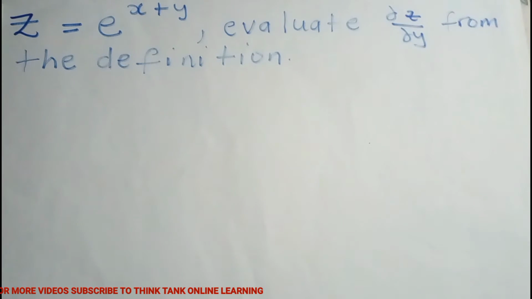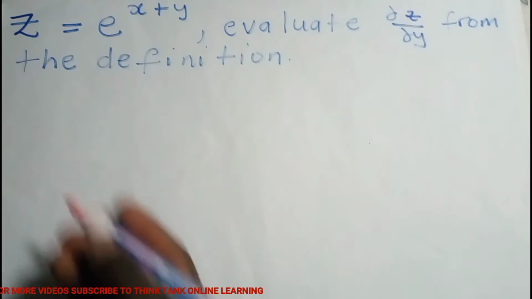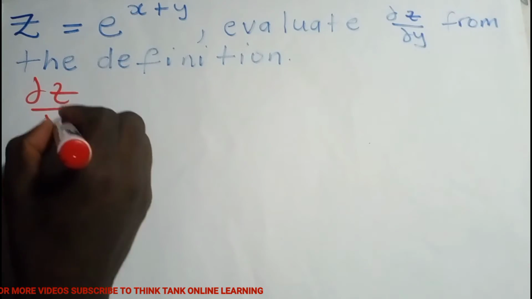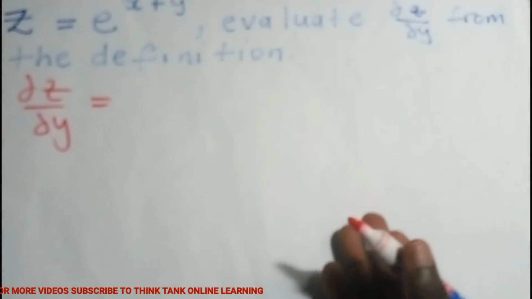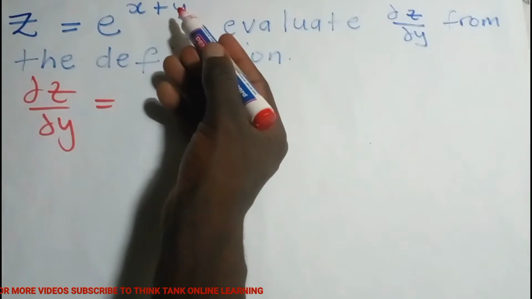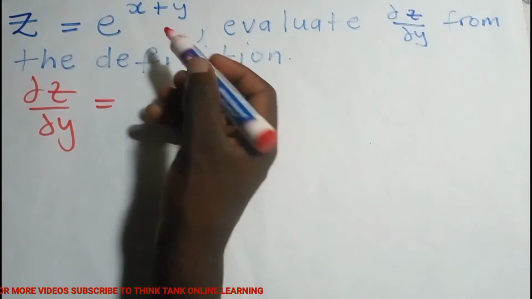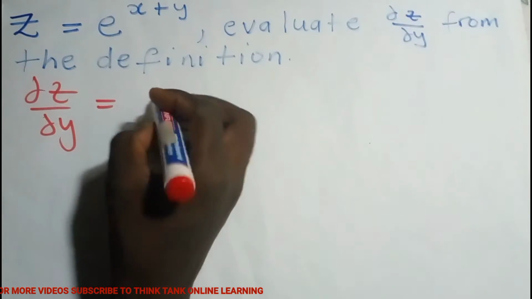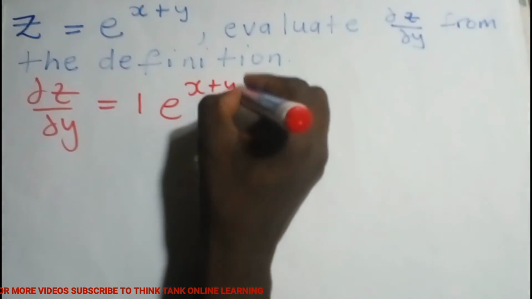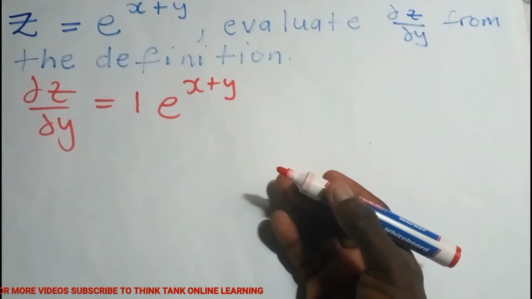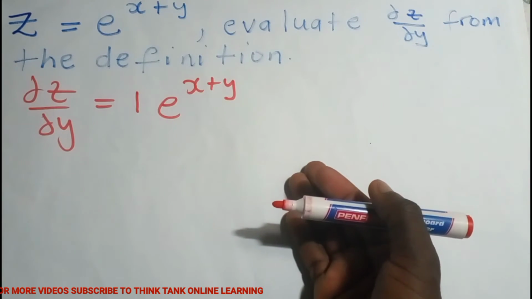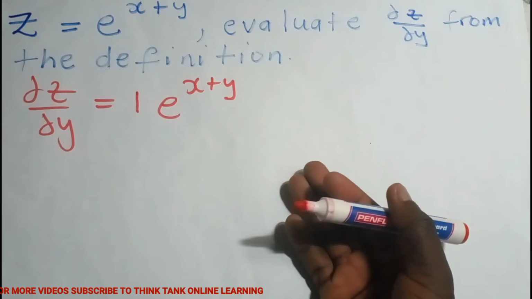Okay, so we know that if we want to find partial z, partial y, what we're going to do is just find the derivative of the power. So the derivative of y, because I'm treating x as a constant, is going to be 1 times e to the power x plus y. Okay, unfortunately the question wants us to differentiate it using first principles.